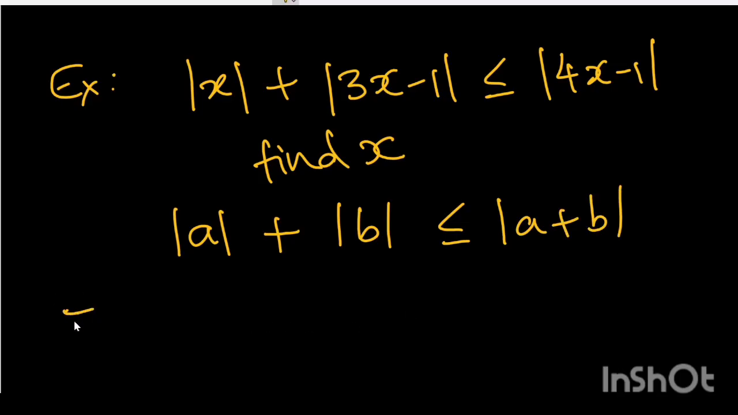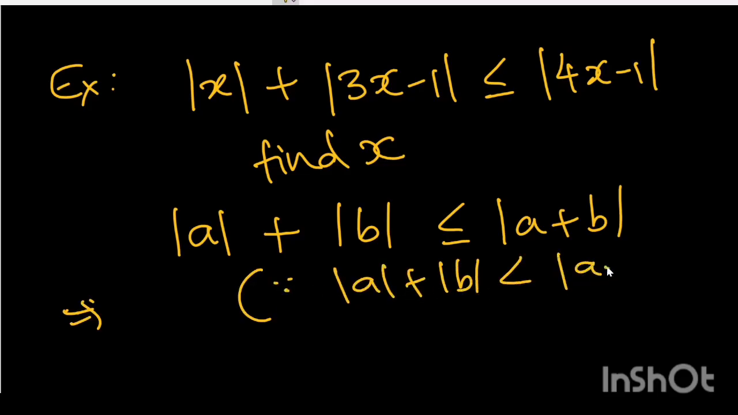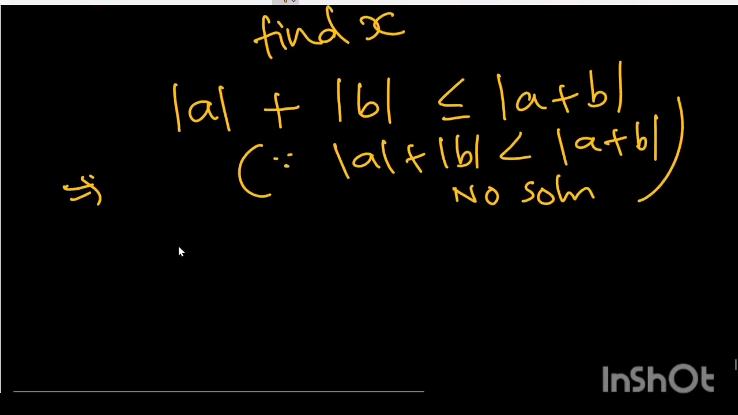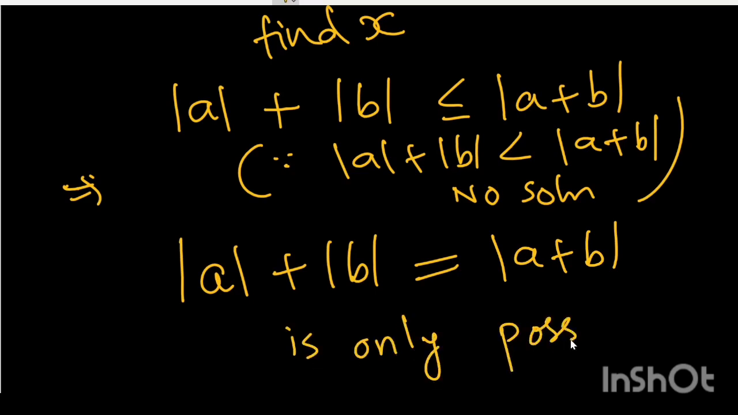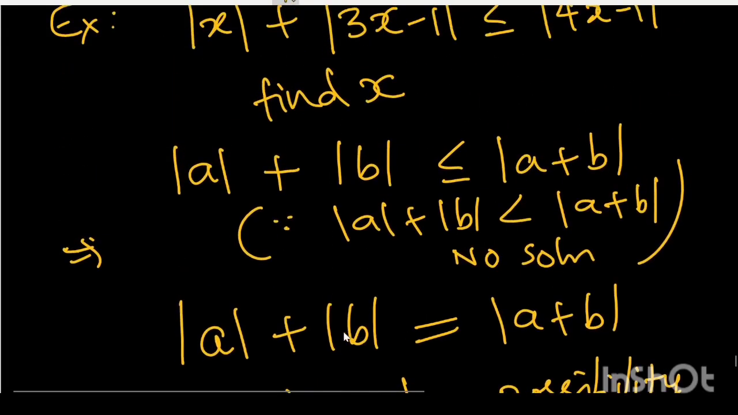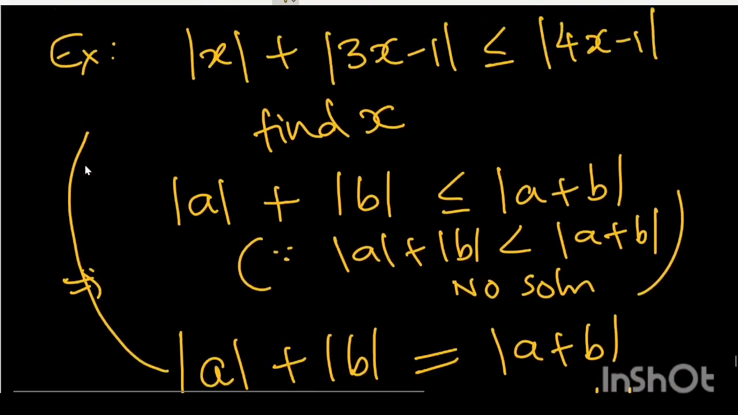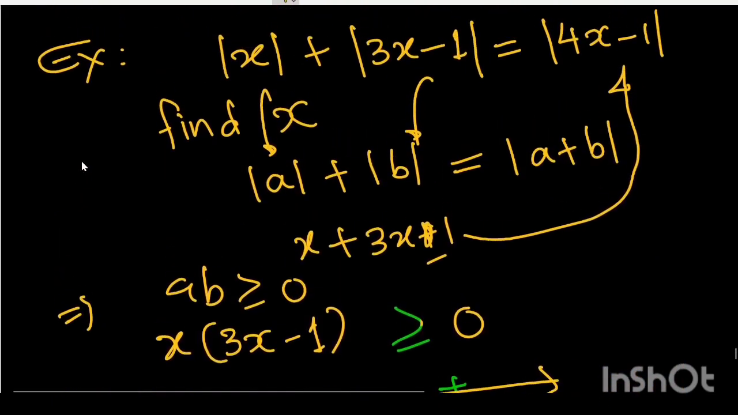Now we know that mod a plus mod b less than a plus b doesn't have any solution. So in the next step, the only possibility is we can write it like this: mod a plus mod b is equal to mod a plus b, because less than is not possible. This is the only choice, the only possibility, and it leads this question to the previous question that we did, the above question, this one.